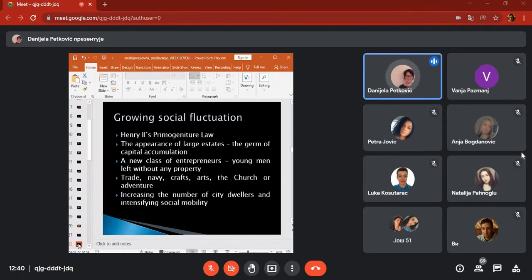And you also have a new class of dispossessed sons. You have a new class of people who do not have any money, any inheritance. The young men left without property, and they then go to trade, navy, crafts, arts, church, or adventure, providing this social fluctuation because they move beyond their own class, beyond their immediate class.